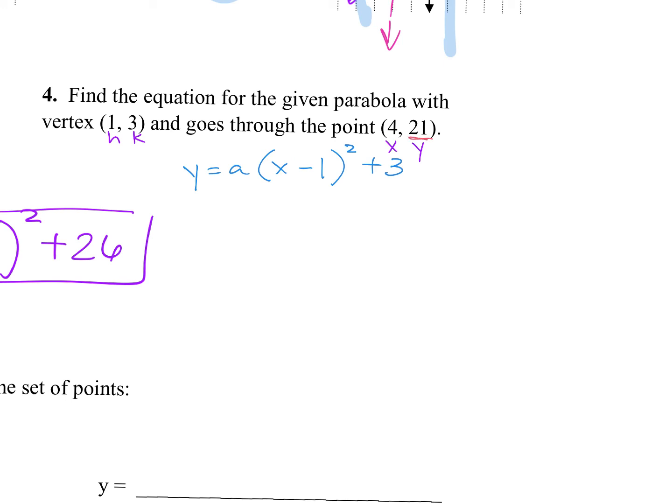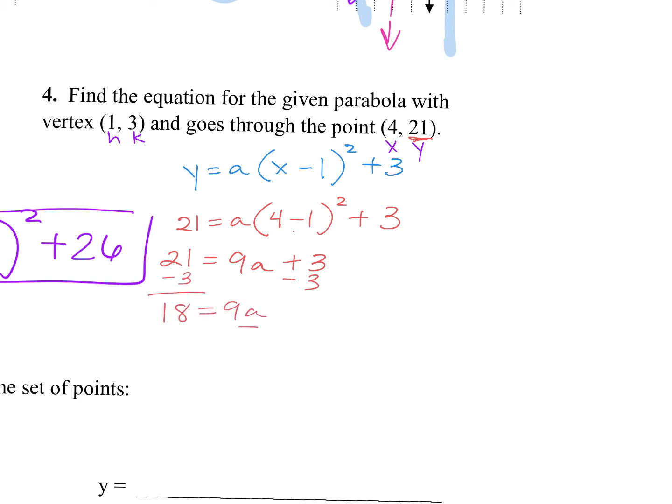So it's going to be y, 21, equals a times x, which is 4, minus 1 squared, plus 3. So I just plugged in x and y, and now we simplify. 4 minus 1 is 3, 3 squared is 9. So this is 9a plus 3 equals 21. Okay, take away that 3, and you get 18 equals 9a, and then divide by 9.